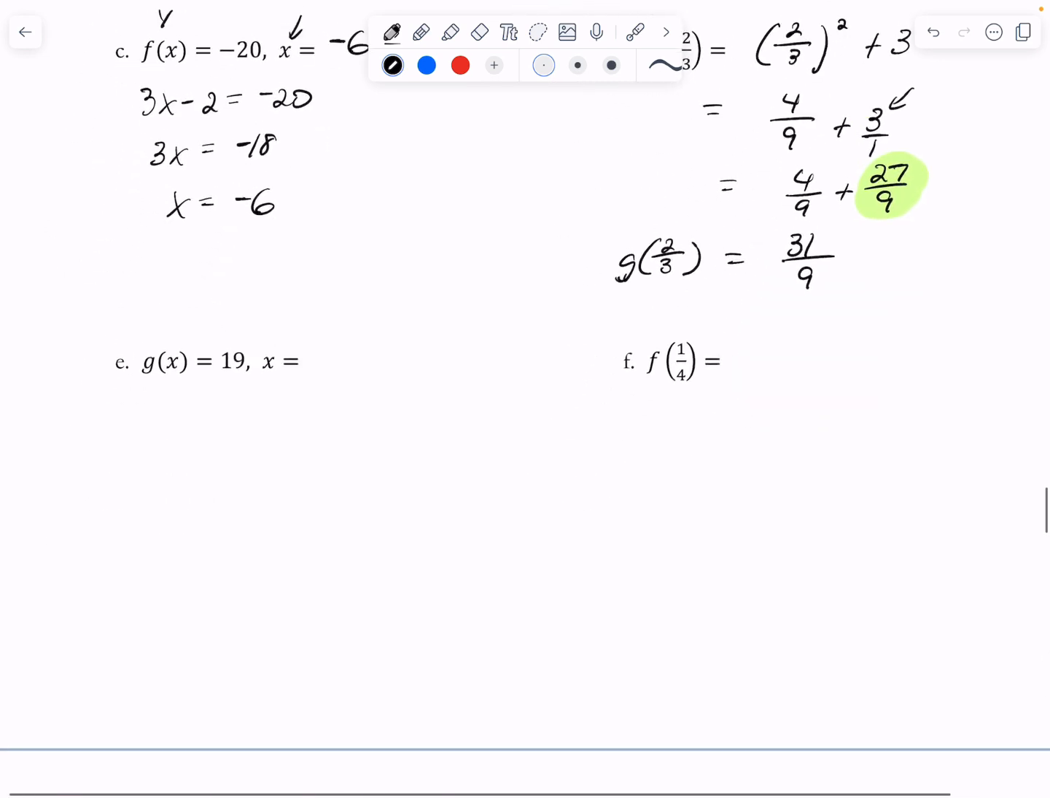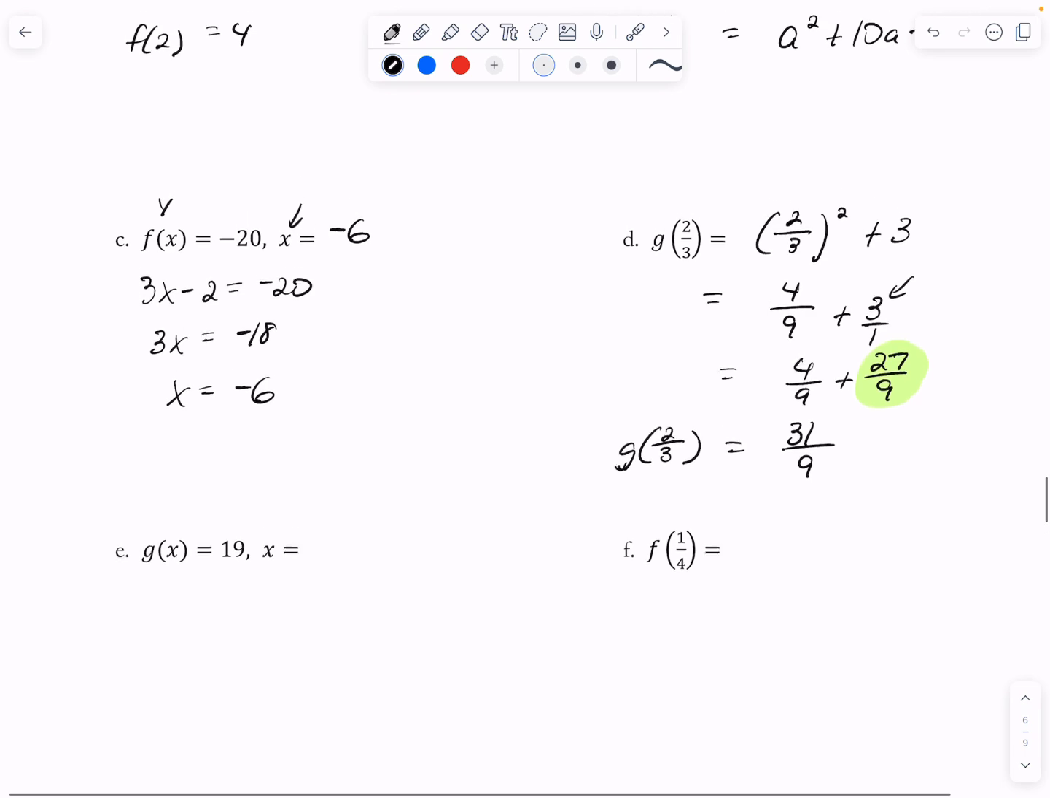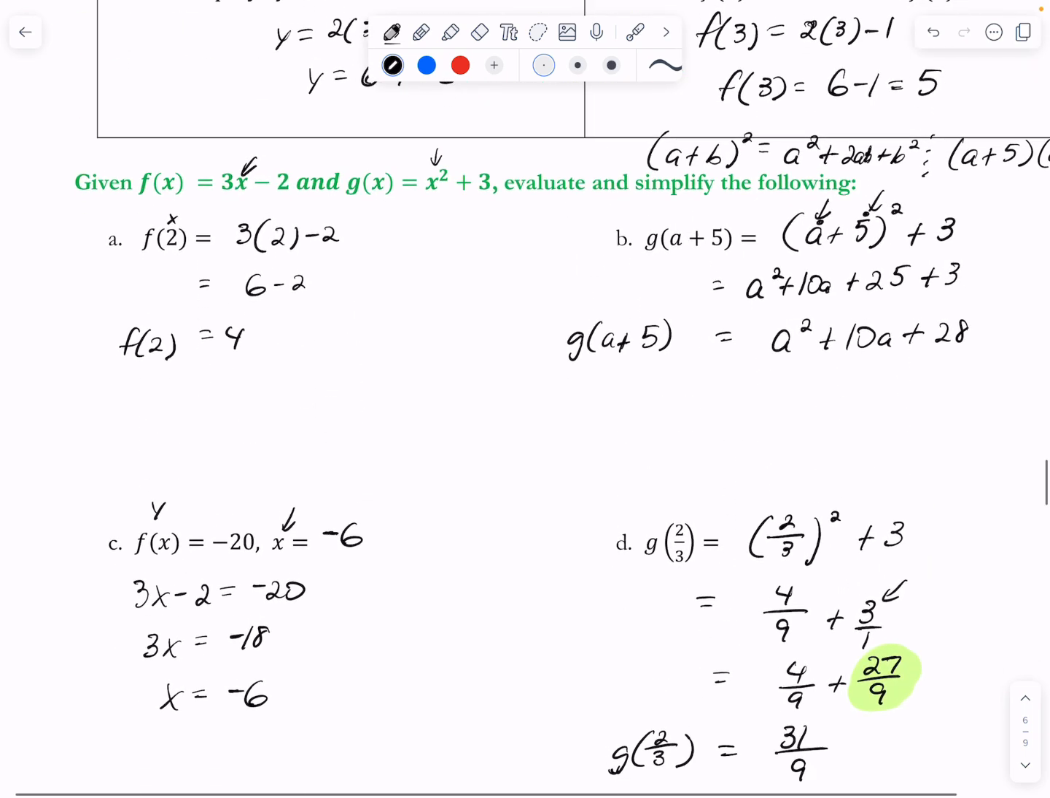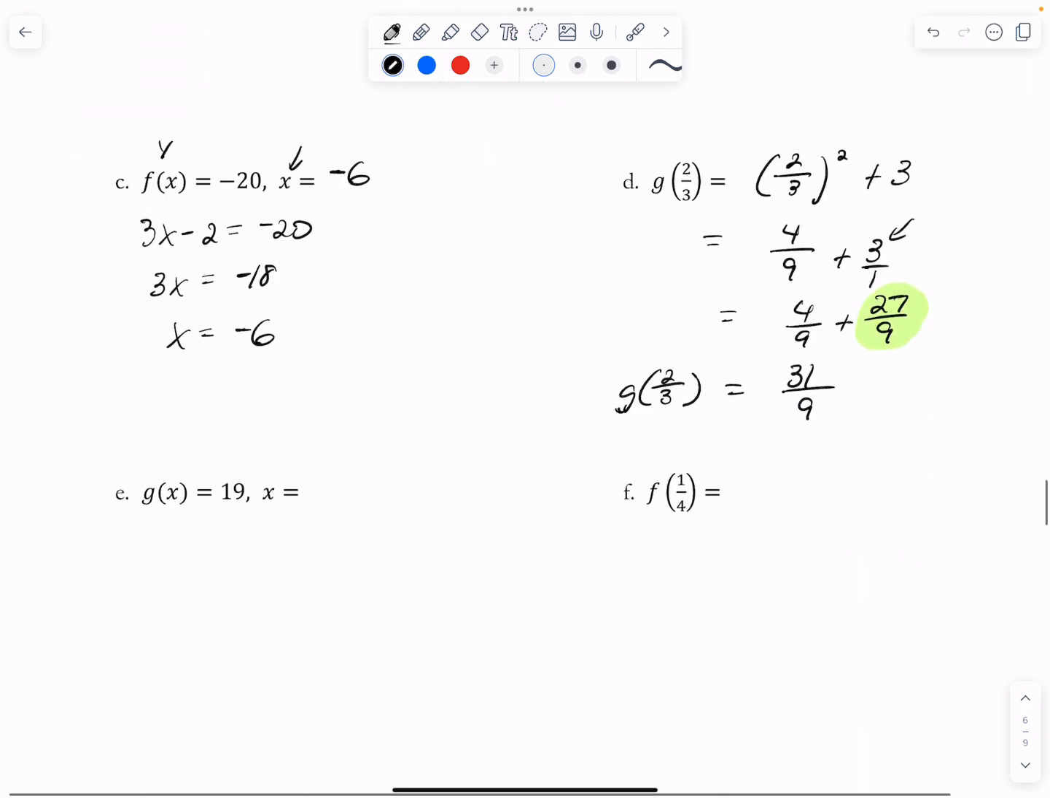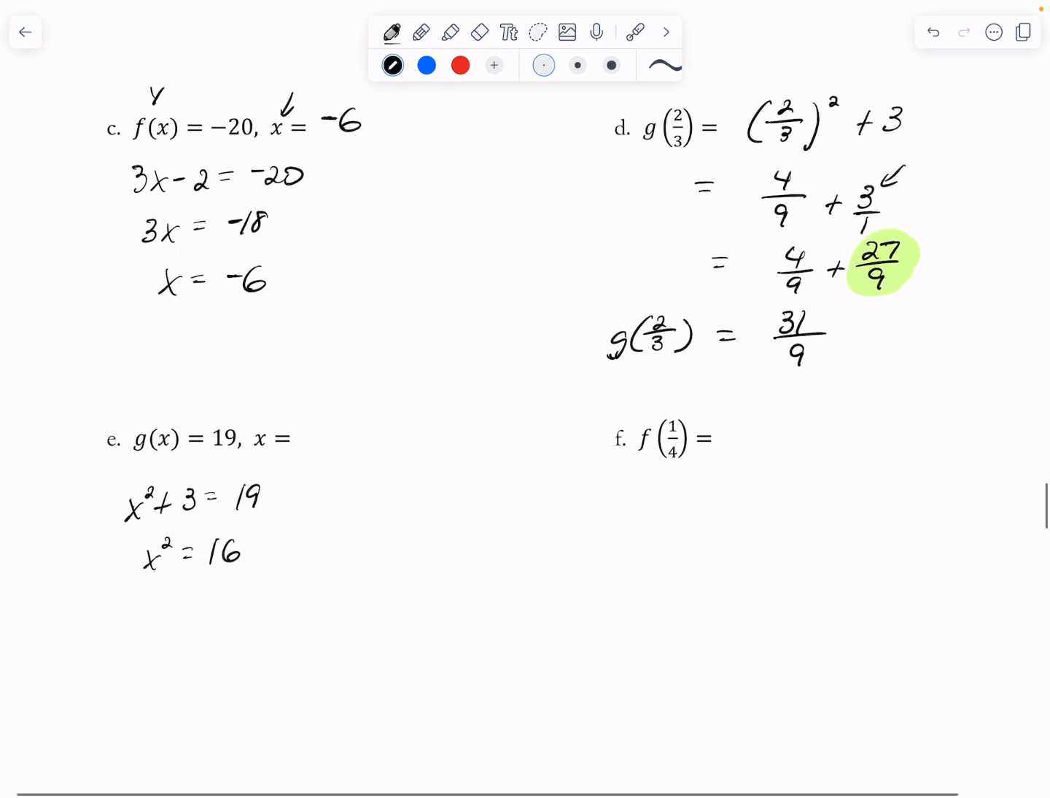Okay, similar to what we did with part C, in part E I'm going to set my g of x function, which is x squared plus 3, equal to 19. So what x values would make this true? Move the 3 over with subtraction to get 16. Hopefully you remember to get rid of that square.